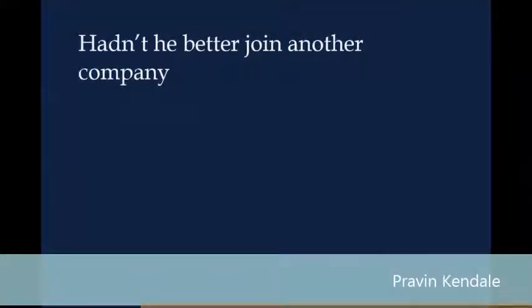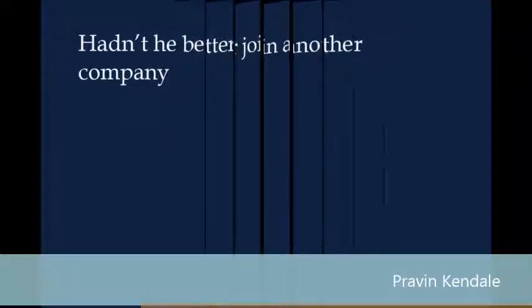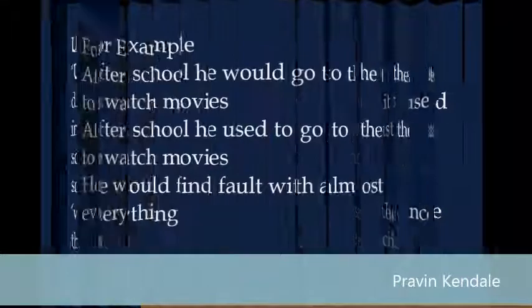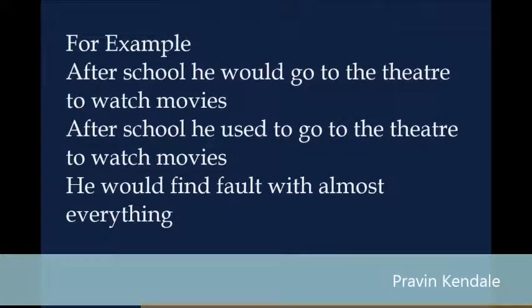Used to is used to express a discontinued habit in the past, but if it is used in other structures, it may mean just some habit or practice of doing something. Would also mean the same, and hence these two words can be exchanged. For example, after school he would go to the theater to watch movies. After school he used to go to the theater to watch movies.